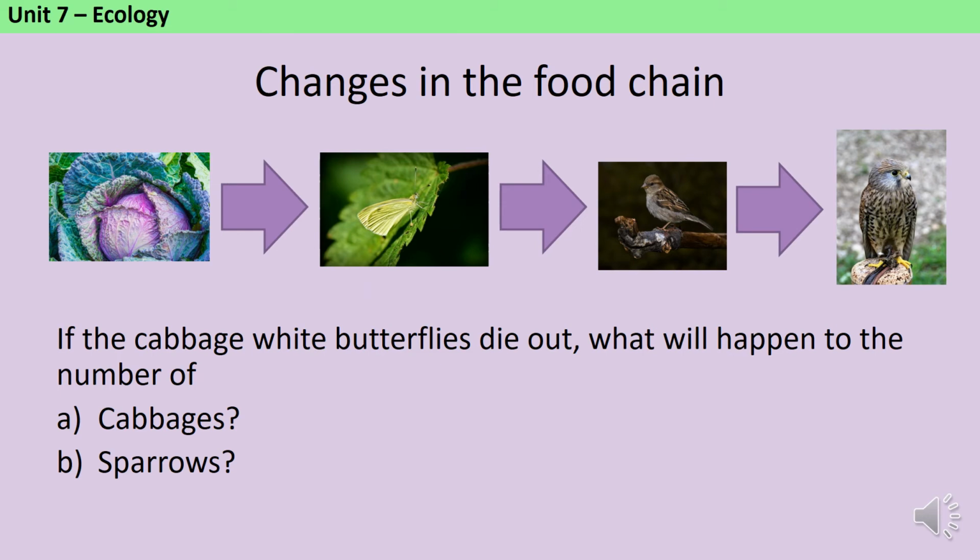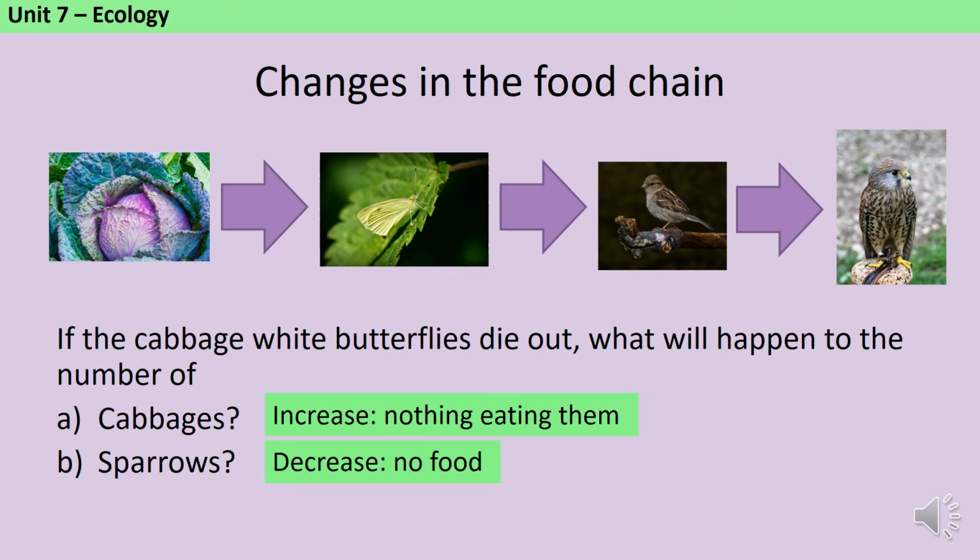In addition to describing the general cyclical nature of predator and prey numbers, you need to be able to describe and explain what will happen to the organisms in a food chain if a particular organism is removed. So for instance here, if the cabbage white butterflies, which are the second organism in the food chain, all die out, maybe because they have a disease, then what will happen to the number of cabbages and what will happen to the number of sparrows? Well, since the butterflies aren't eating the cabbages anymore, presumably more of them will survive for longer and therefore their numbers will increase. The sparrows don't have enough food to eat anymore and therefore their numbers will decrease.